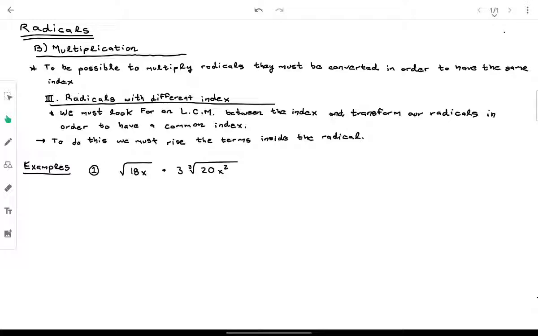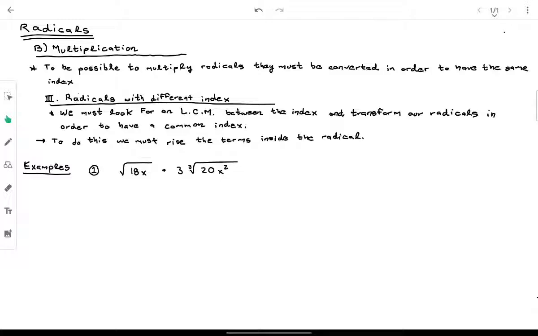How do we transform it? We must look for a least common multiple between the index, and then we will transform our radicals in order to have a common index. To do this, we must write the term inside the radical. We will see how to do it with an actual exercise, but the idea is that we will raise the terms that we have inside our radicals in order to be converted from one type of radical to another. So let's see.